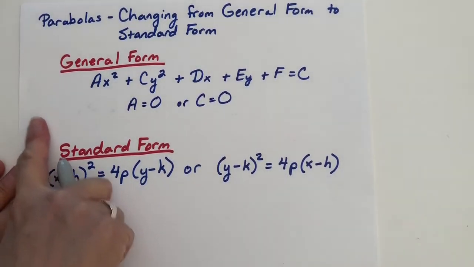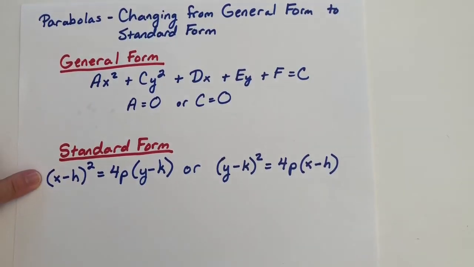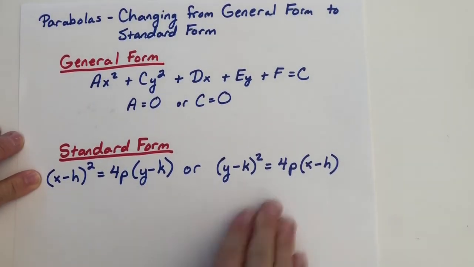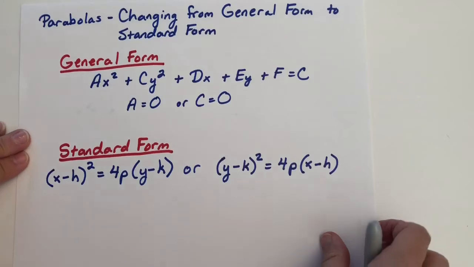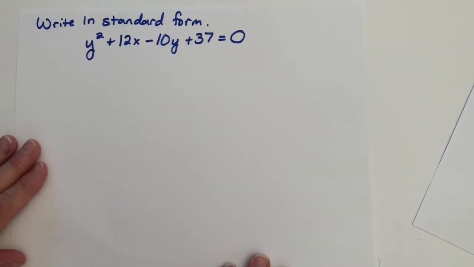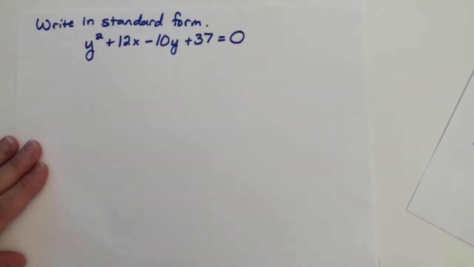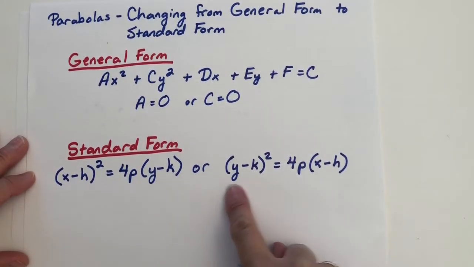But we're going to transform an equation that looks like this into its very useful standard form. And from standard form, you can see lots of the important pieces about the parabola. So let's jump in and do a problem. And we'll do this one. So our goal first is to write the equation in standard form. Again, it will look like this or like this.